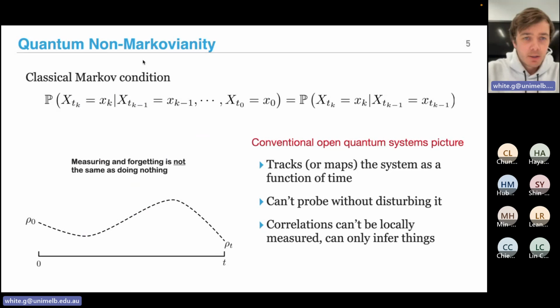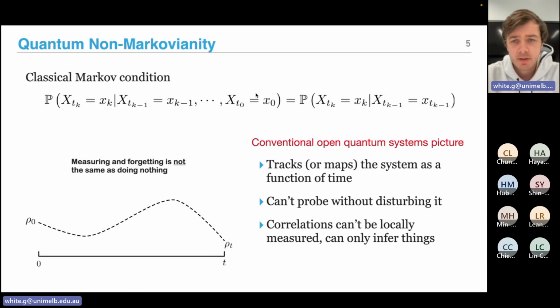So the classical Markov condition, which you might be familiar with, is this statement that the probability distribution describing the future state of your system, so the state of your system at some future time, doesn't depend on the whole history of that system, but it only depends on the state of the system at the previous time. And you might wonder whether this generalizes to the quantum case, whether you can come up with an equivalent condition.